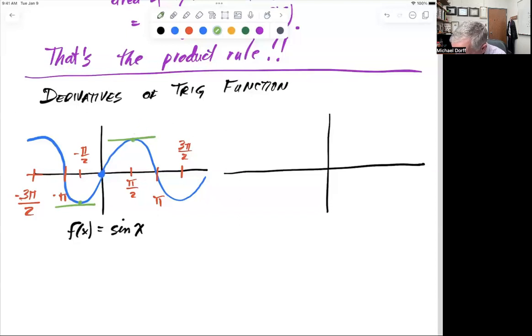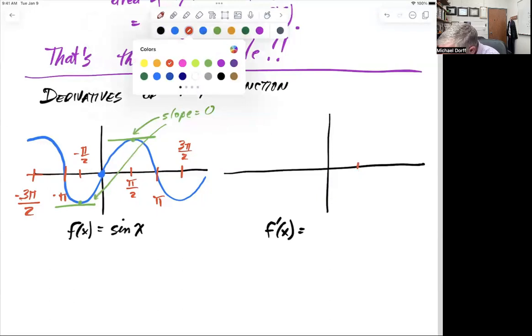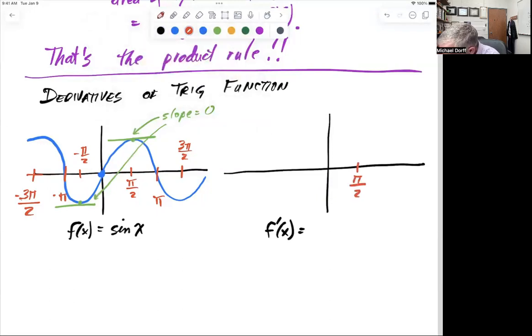So the slope here is 0. And likewise, the slope here is 0. So that means I'm going to draw in some values here on my graph. This is going to be the graph of the derivative, which we don't know what it is yet, unless you've had calculus before, but we're going to just assume that you haven't. So we're going to put in some values here, just like we did over on the left side.